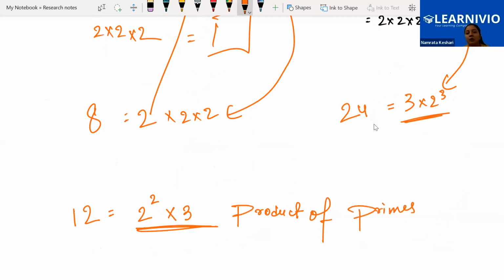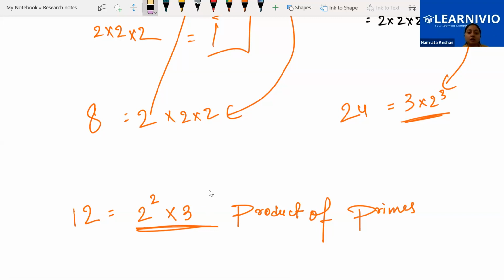Okay, now this product of primes, here in the statement, the fundamental theorem of arithmetic says that every composite number can be expressed as a product of primes, which is unique. This 2 squared into 3 will only generate 12. It will not generate any other number. Yes, with the combination of other primes, it will generate other numbers. But if you take just 2 squared into 3, it will not generate any other number, which is just logical, common sense.